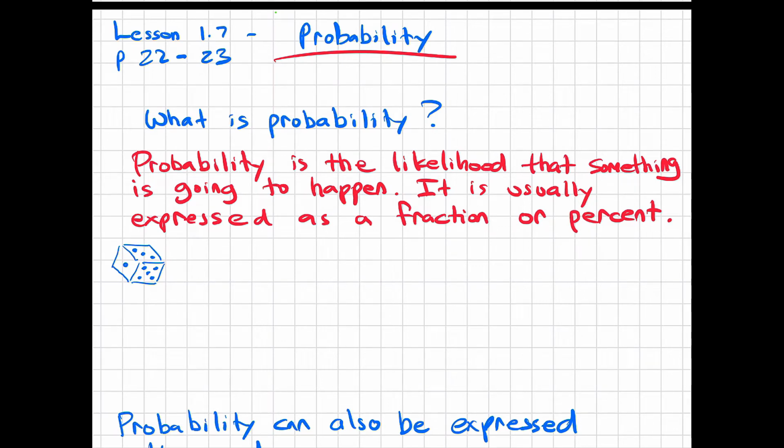This is lesson 1.7, probability, pages 22 and 23. So let's get started. What is probability? As it states, probability is the likelihood that something is going to happen, and it is usually expressed as a fraction or a percent. A very common example would be a dice. So we have a dice right here, and we roll the dice.